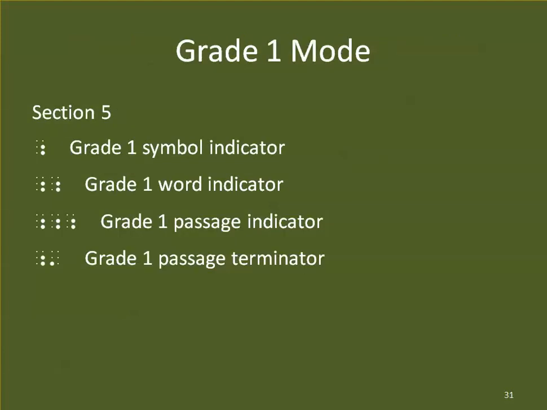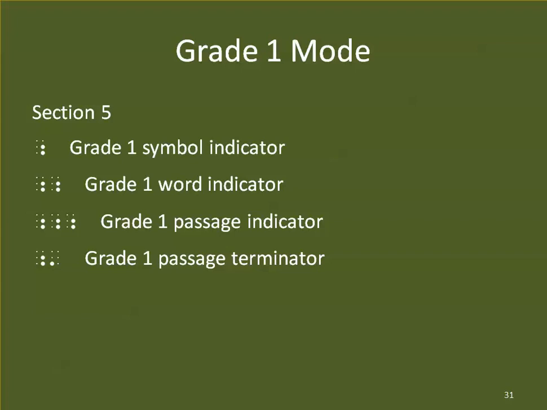So let's talk about grade 1 mode. Grade 1 symbol indicator looks just like the letter indicator that we had before in the old code. It's dots 5, 6. But we called it a letter indicator in EBAE because it could only affect letters. The grade 1 symbol indicator in UEB has much more power than the letter indicator. So it is not a letter sign. It is a grade 1 symbol indicator.